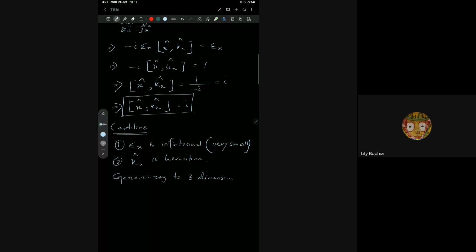Three dimension: x is equal to y divided by y, k is equal to y.